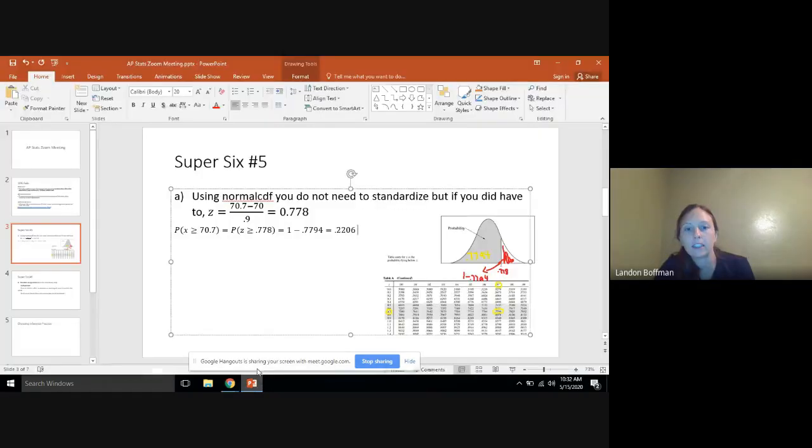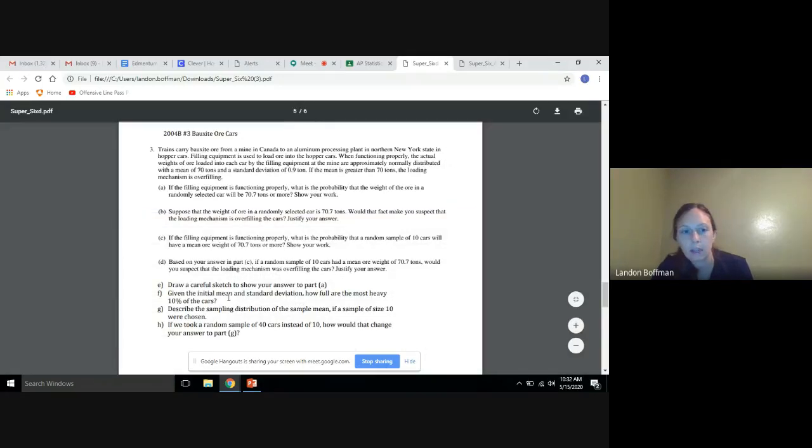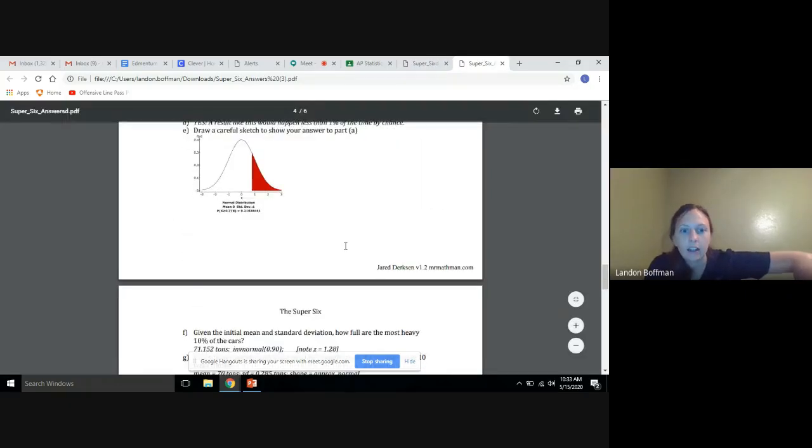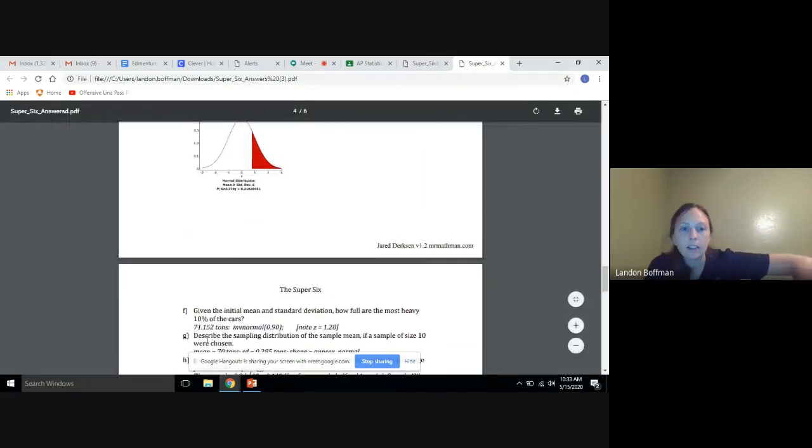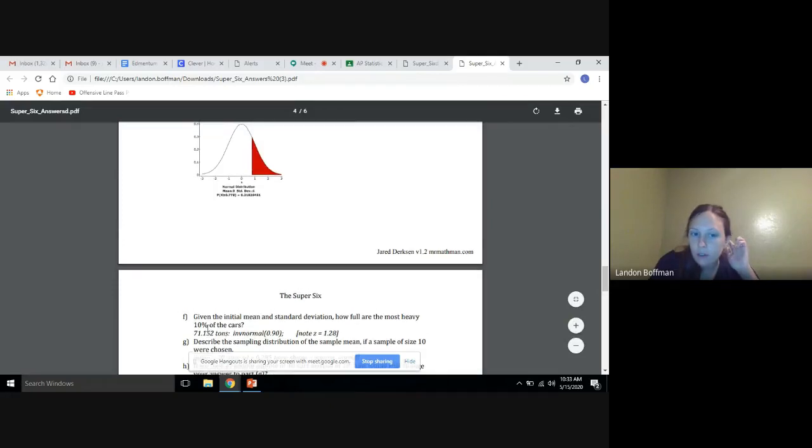It goes back to this table, just like how your Z-score table does probability or area to the left, so does your calculator. So just keep that in mind. But you had the right idea. So if you change the area to 0.9, you would get 71.152.